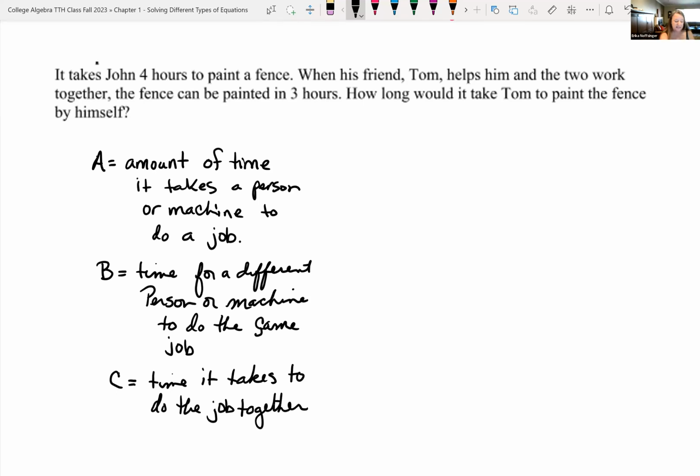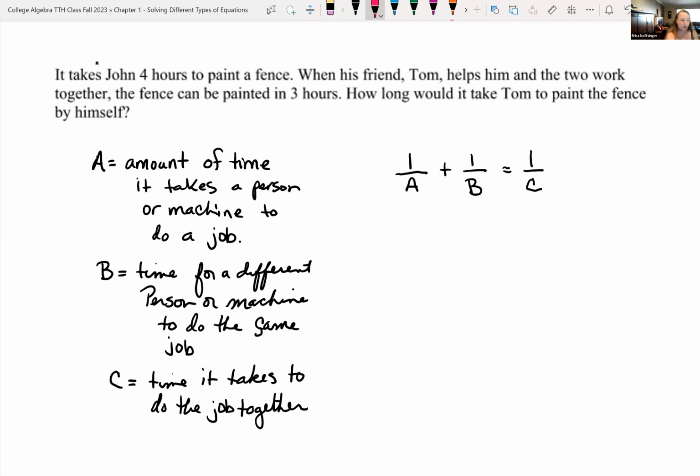So when we're setting up these types of problems, we're looking at 1 over A plus 1 over B is equal to 1 over C. So 1 over the time it takes one person to do a job plus 1 over B, the time it takes some other person to do the same job, is equal to 1 over C, the time it takes both of them to do the job together. So knowing how to set these types of problems up, right now let's go through the example or word problem in front of us.